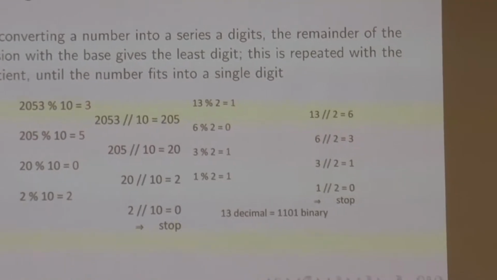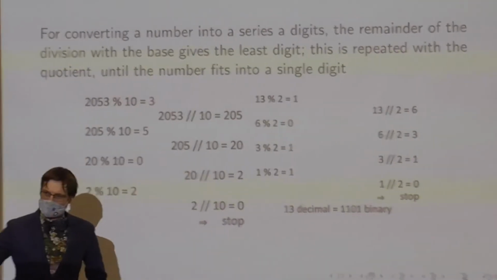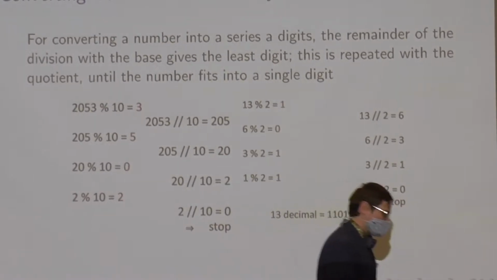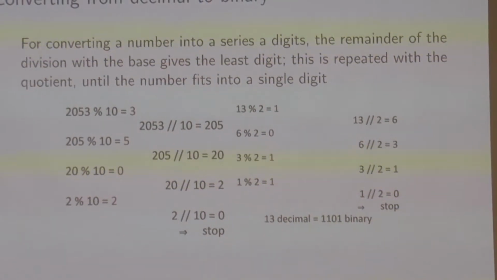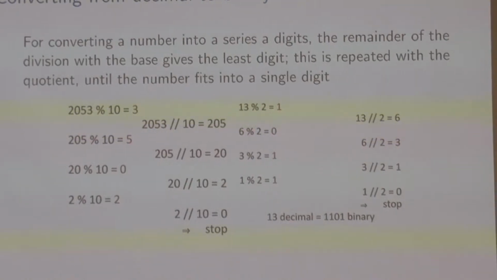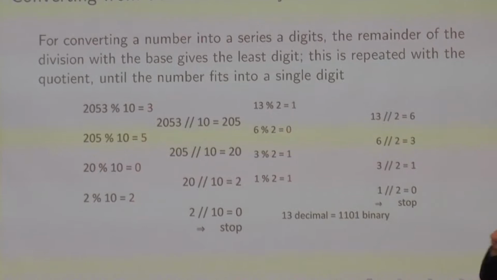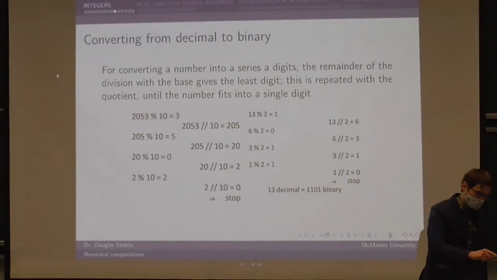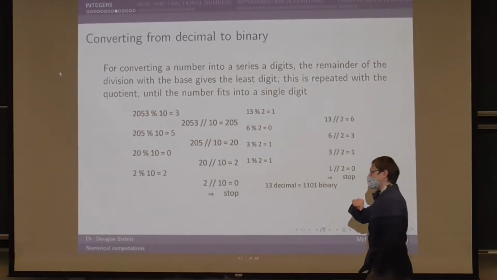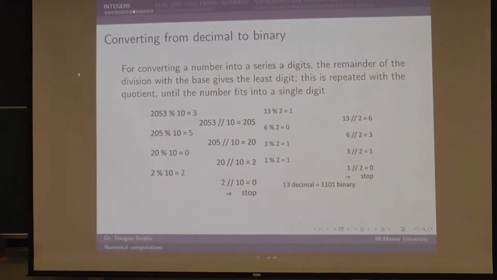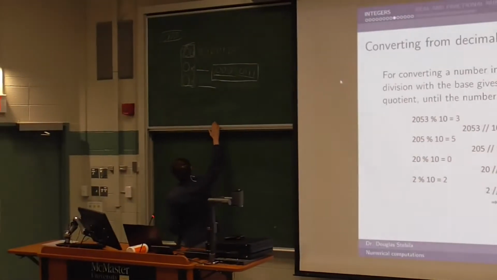So conversion from decimal to binary, reasonably easy. All you do is multiply out and sum up all of the relevant powers of 2 corresponding to the ones and the zeros. Converting from decimal back into binary is a slightly more complicated thing. It is a horse of a different color.